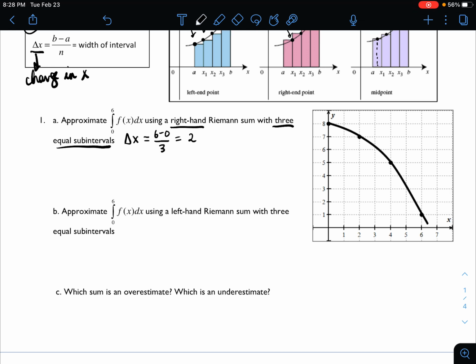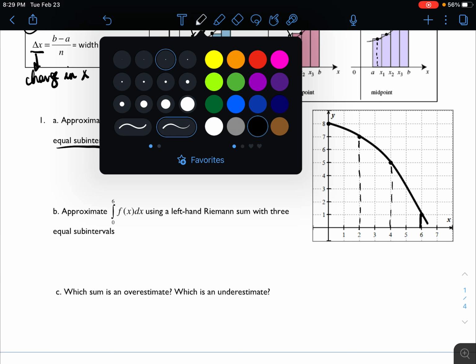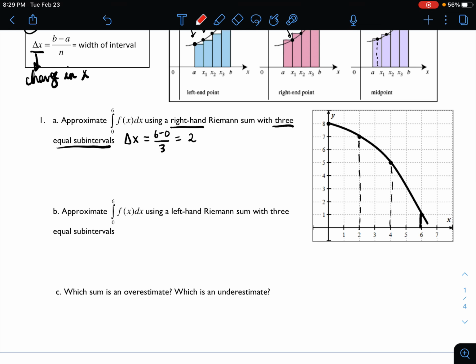So when I'm looking at my area from 0 to 6, I'm stopping at 6. I will have to have one rectangle that goes from 0 to 2. Another one that goes from 2 to 4. And then my last one will go from 4 to 6. Now I want to find the height so that I can find the area of those rectangles. So I know that I want my base to be from 0 to 2. When I'm using a right-hand Riemann sum, I'm going to use the right side of that base, go up until I hit the graph, and then that point will be the height of my rectangle.